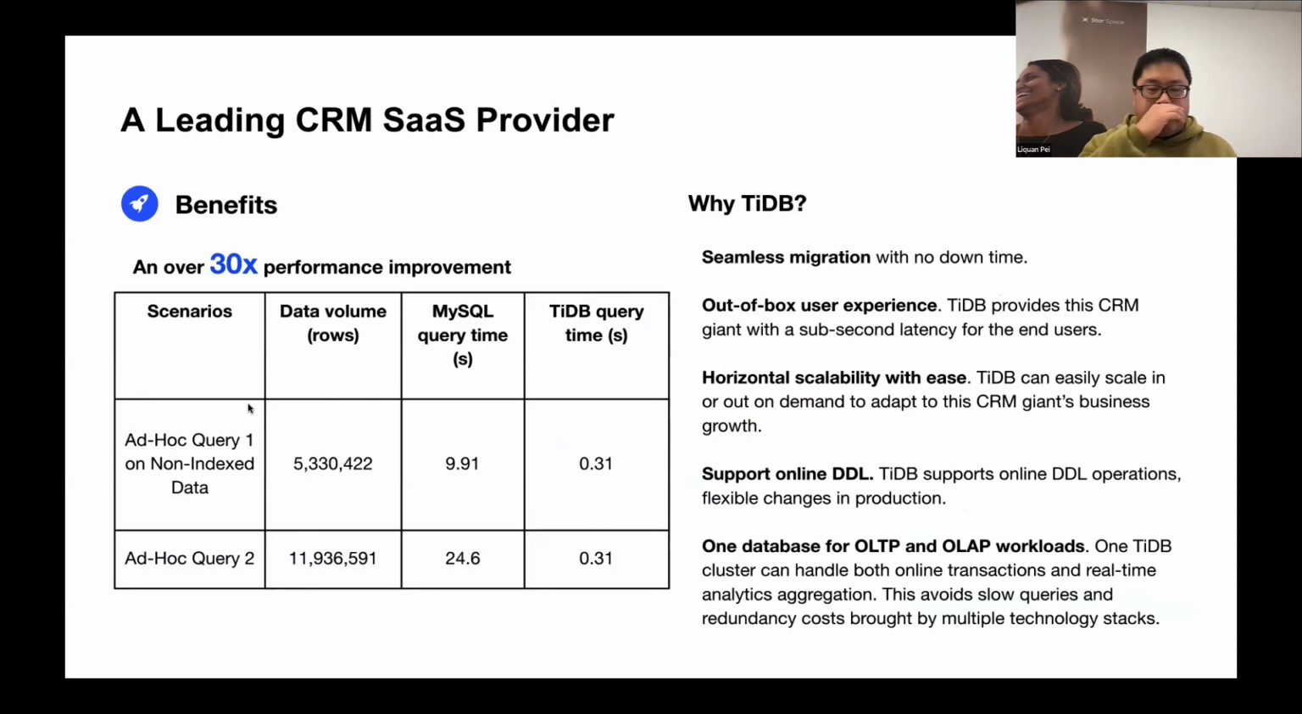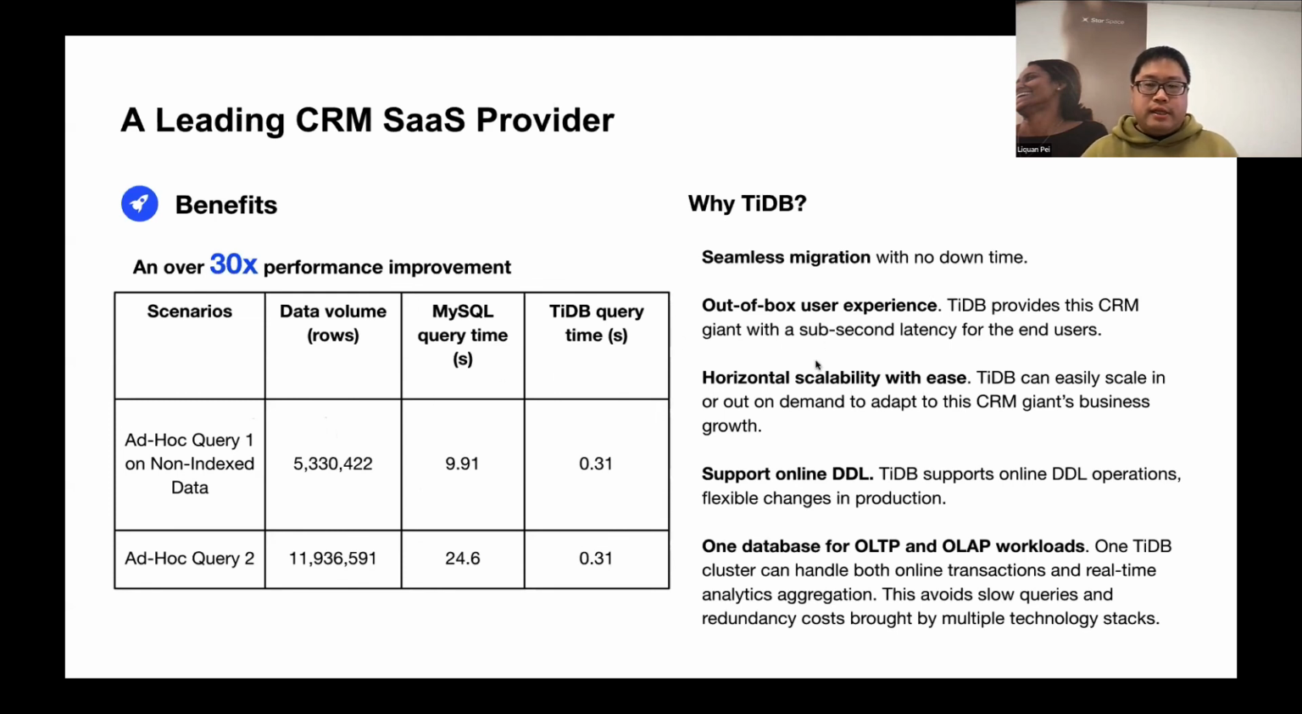Here are a few examples. One is an ad hoc query on non-index data. As I mentioned, those are very much needed because this is to support ad hoc queries for many users on 500,000 rows, and it used to take over 10 seconds. Now it's less than 1 second. Similarly with another ad hoc query.